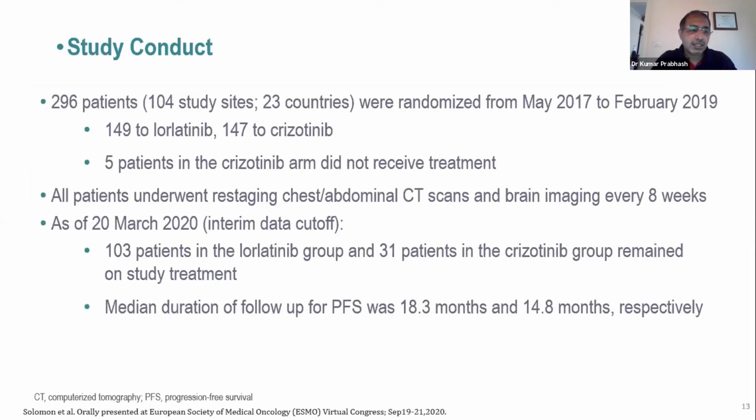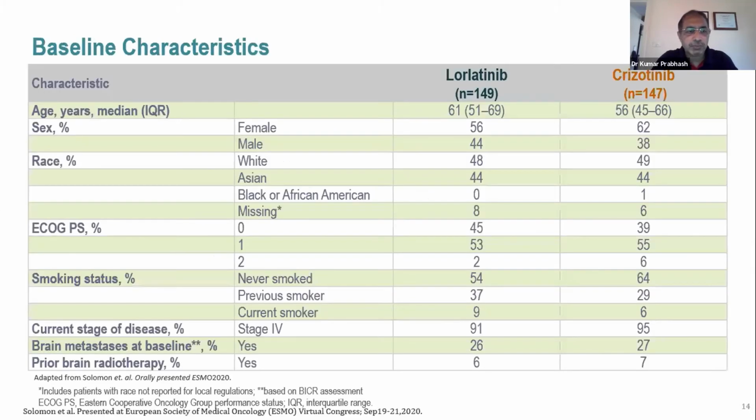The study conduct: 296 patients were randomized, 149 in lorlatinib and 147 in crizotinib arm. 5 patients in crizotinib arm did not receive treatment. All patients underwent staging with chest and abdominal scan and brain imaging every 8 weeks. And this was the interim cutoff data, which I'll be talking about.